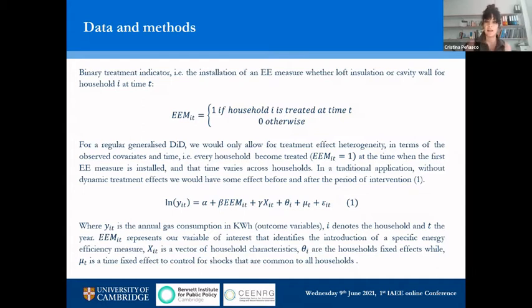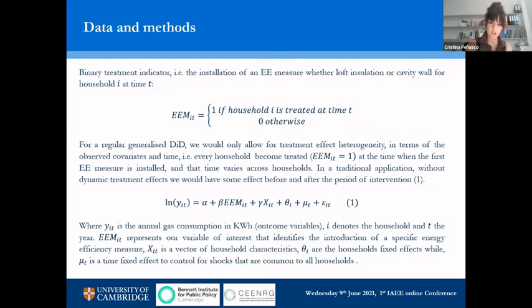We need to generalize. The energy efficiency improvements are implemented, as I just mentioned, at a particular point in time that varies depending on the household at hand, and each dwelling will remain exposed to this treatment afterwards. For a regular generalized differences-in-differences, we would only allow for treatment effects heterogeneity in terms of the observed covariates and time. That is, every household becomes treated at some point in time, when the first energy efficiency measure is installed, and that time varies across households.